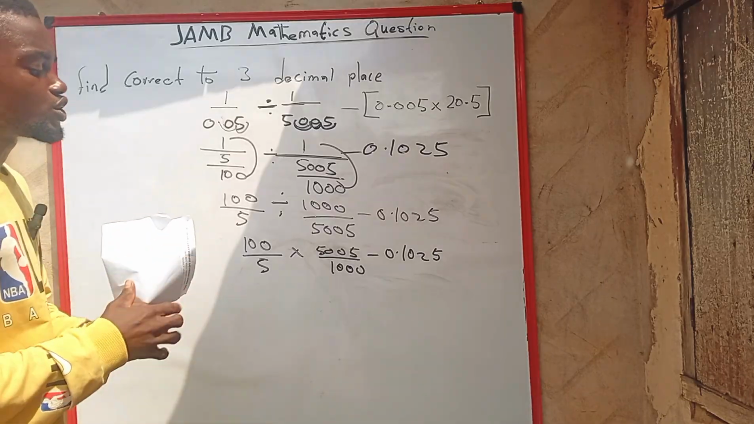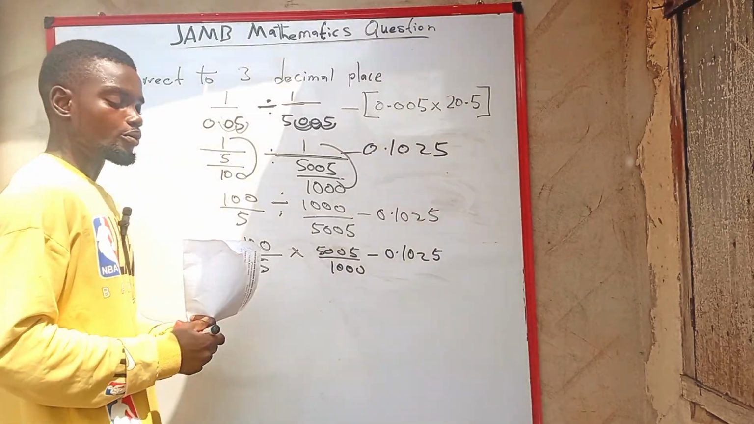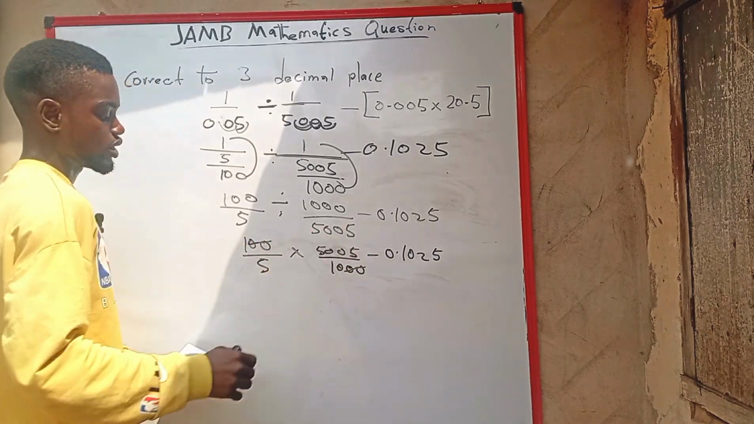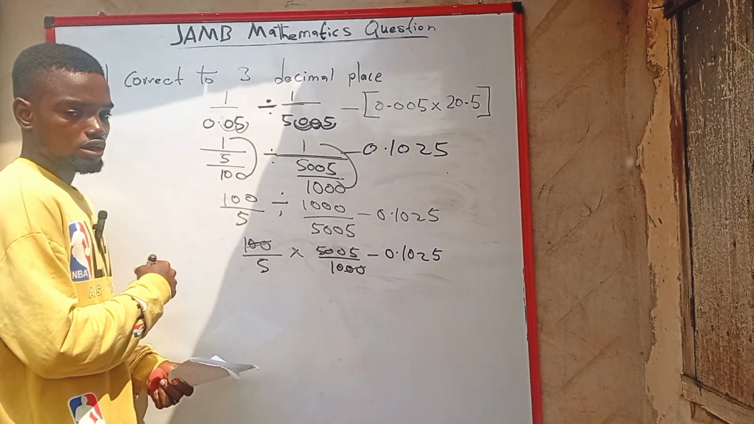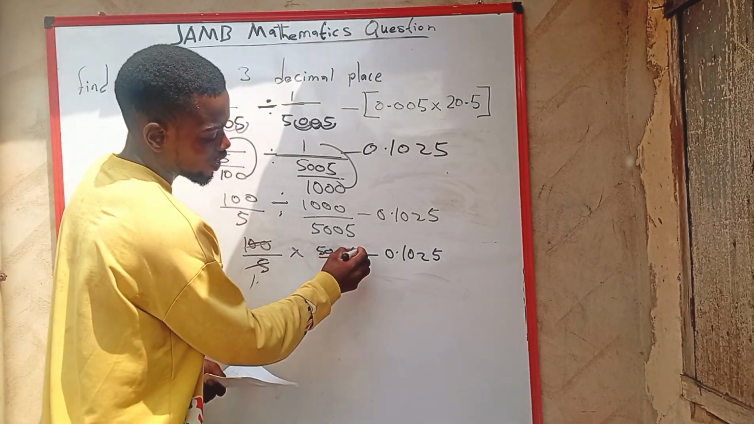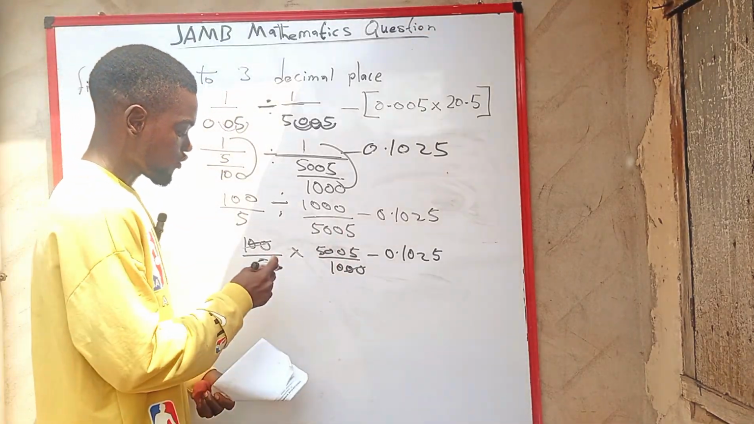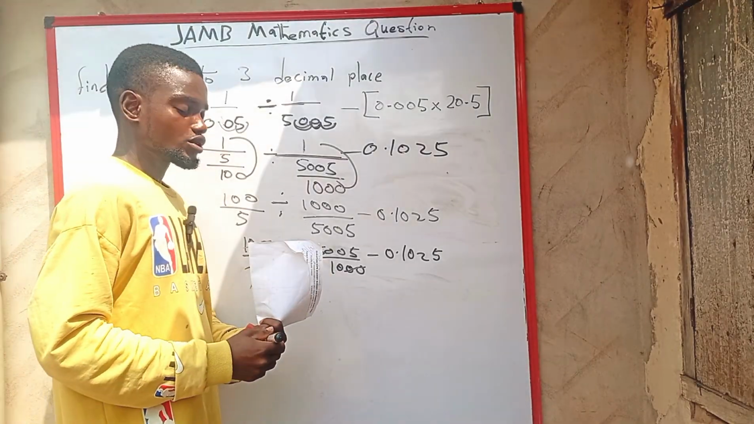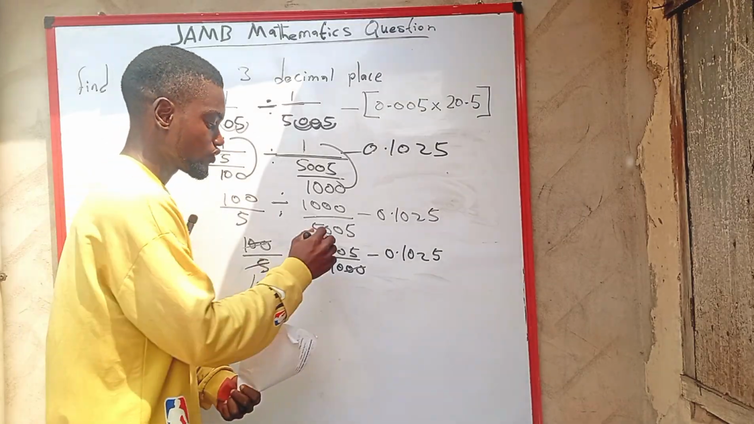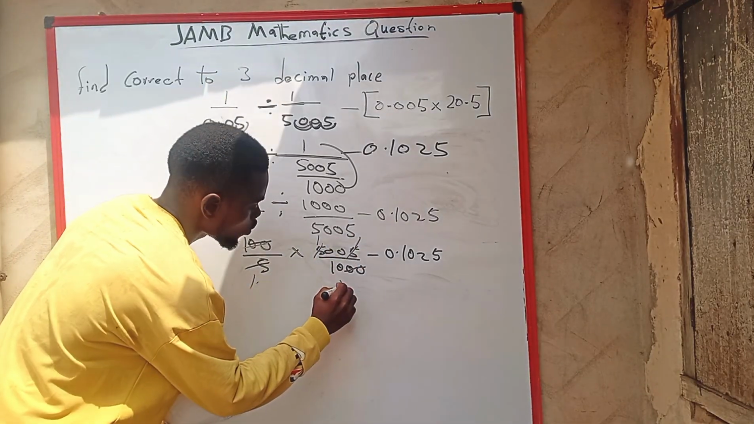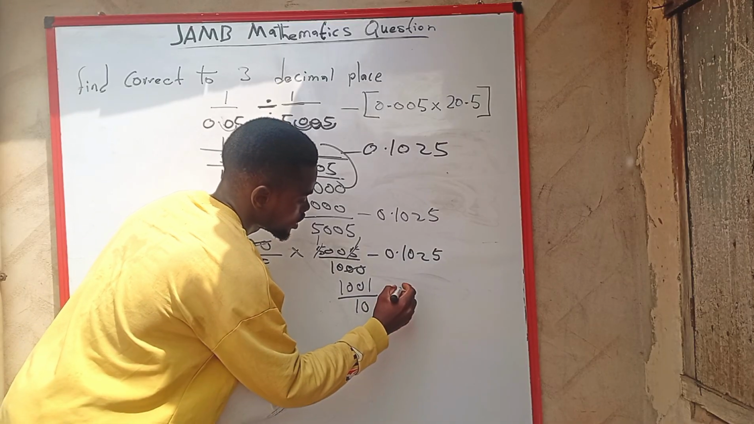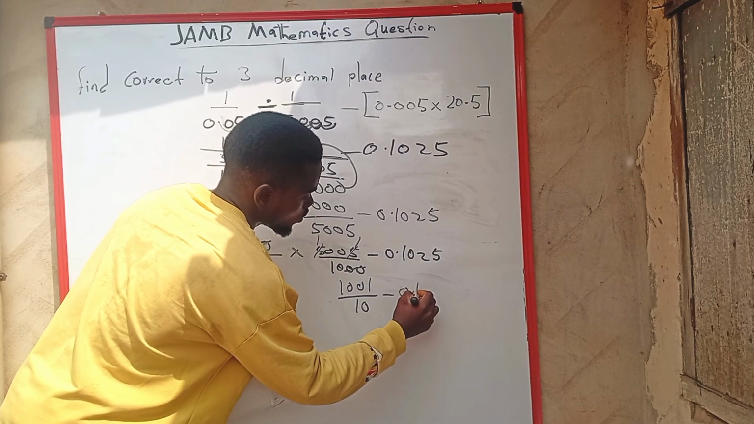Now having known this, what is next to do? We have to do the possible elimination that we have. So 100 here, 0 cancels 0 and this is all over, it's gone. Now 5 cancels 5, so it's going to give us 1. Now 5 into 5005, how is it going to give us? 5 divided by 5000, first of all, is going to give us 1000, so this gives us 1, and just remaining 5, so 5 divided by 5 is going to give us 1. So from here we have 1001 all over 10 minus 0.1025.